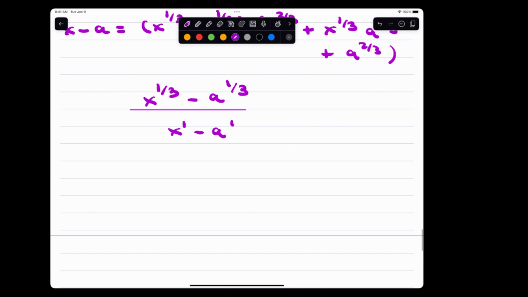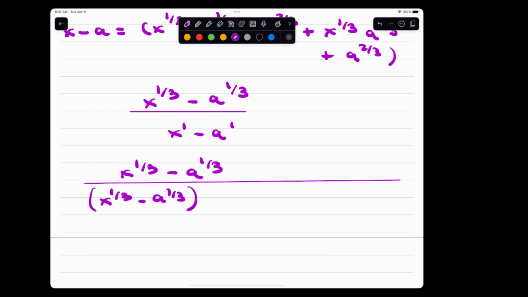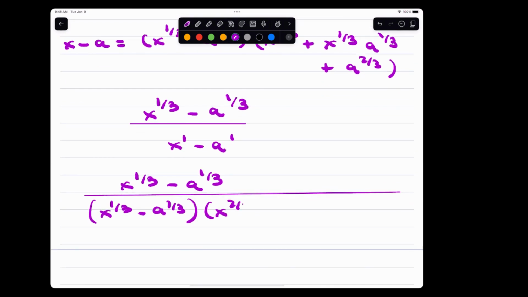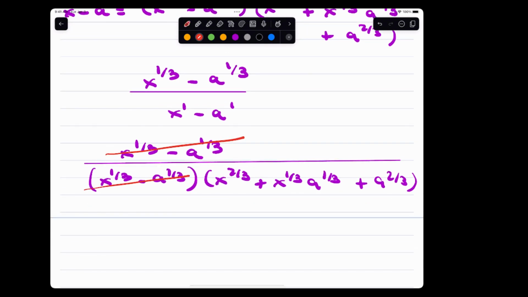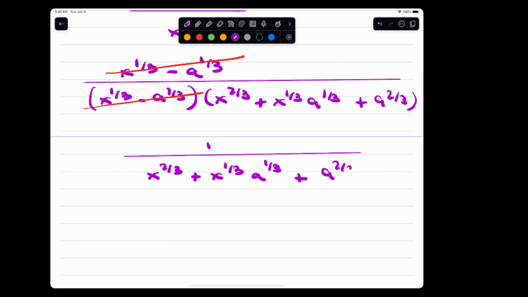So here's what happens. x to the 1/3 minus a to the 1/3, over x to the 1/3 minus a to the 1/3 times x to the 2/3 plus x to the 1/3 a to the 1/3 plus a to the 2/3, ladies and gentlemen. And sure enough, what do you guys see canceling? This one. So now you end up with 1 over x to the 2/3 plus x to the 1/3 a to the 1/3 plus a to the 2/3. That's what we're going to have to take the limit of now as x goes to a, by definition.